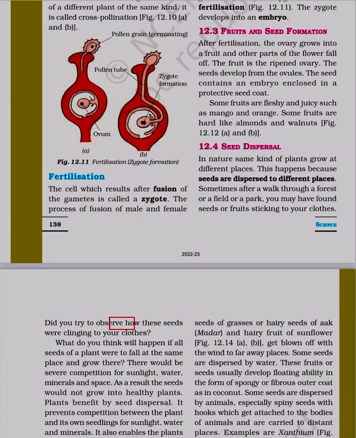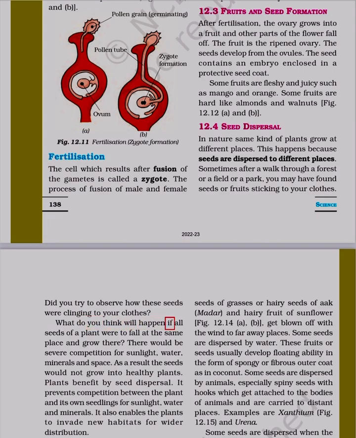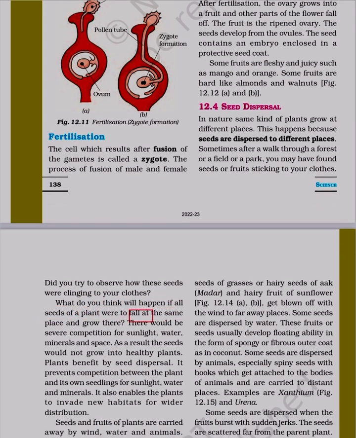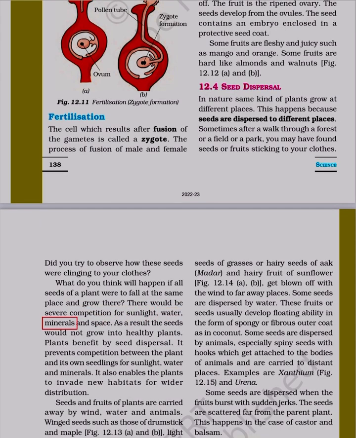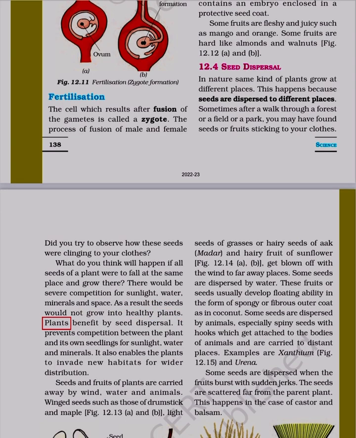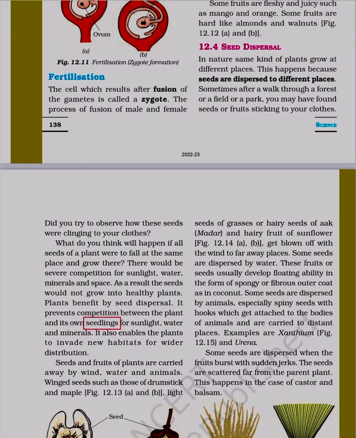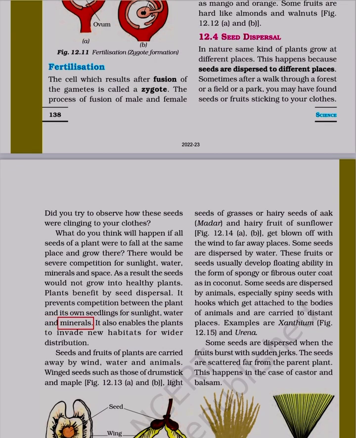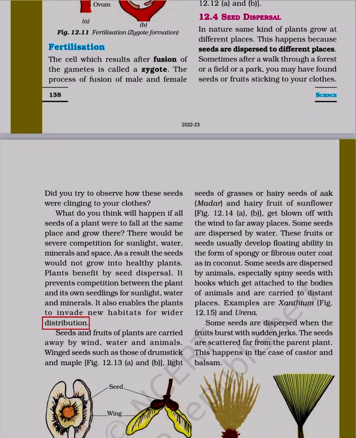Did you try to observe how these seeds were clinging to your clothes? What do you think will happen if all seeds of a plant were to fall at the same place and grow there? There would be severe competition for sunlight, water, minerals and space. As a result, the seeds would not grow into healthy plants. Plants benefit by seed dispersal. It prevents competition between the plant and its own seedlings for sunlight, water and minerals. It also enables the plants to invade new habitats for wider distribution.